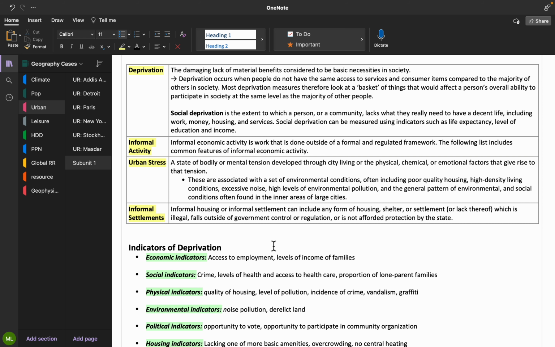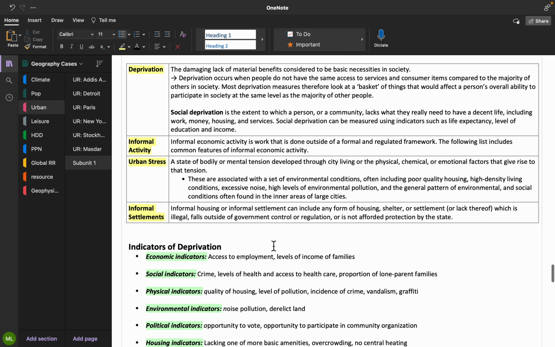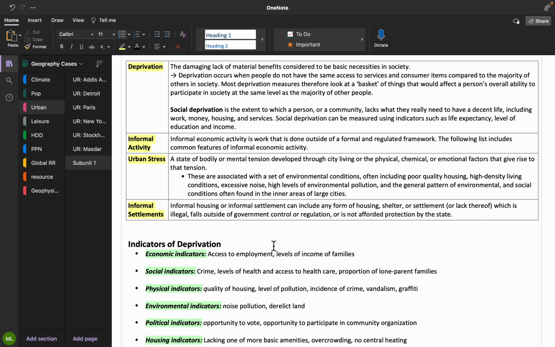So the following list includes common features of informal economic activity, which is like markets outside. If you've seen those farmers markets in Southeast Asia, some of these markets are what you call an informal economic activity area, where basically when you buy their items, there's no tax, right? That tax is supposed to go to the government, but no, they're keeping it. So this is informal economic activity. This doesn't contribute to the GDP. It just goes into their pockets.